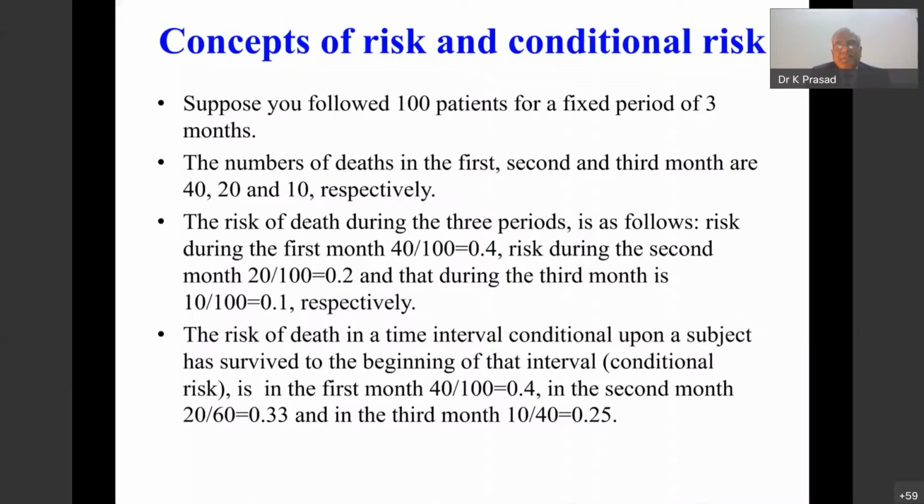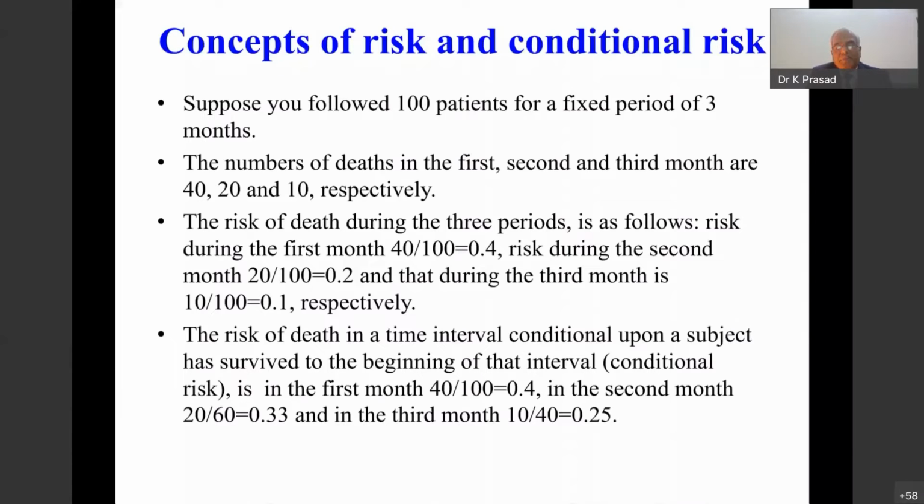But when you talk about conditional risk, then we talk about a risk of death in a time interval given, which is called technically conditional, upon a subject having survived the beginning of that interval. So remember, for each interval, you look at the beginning, how many people you are starting with. So first month, you started with 100 people, 40 died, and therefore 40 upon 100, 40% is, as you can see, risk also, conditional risk also. But second month, because 40 people died in the first month, only 60 people are remaining. So conditional upon surviving first month, there are 60 people and 20 died. So 20 out of 60 becomes the conditional risk, which is 33%. And in the third month, now how many people are remaining? 40 have died in the first month, 20 have died in the second month, 60 people have died. So we are left with only 40 people.